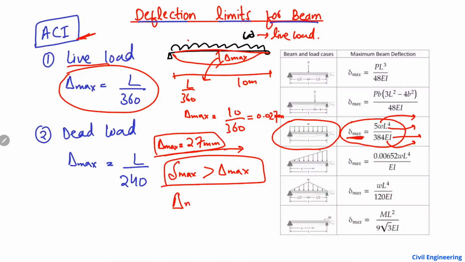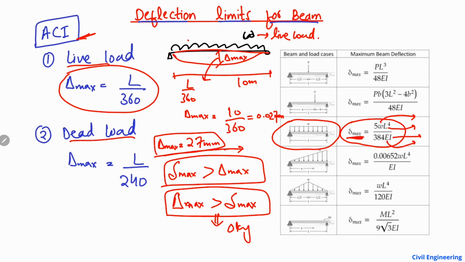But if our maximum deflection limit is greater than this delta, then it means that our beam is okay and we don't need to redesign our beam. So this is the deflection limit for the live load.